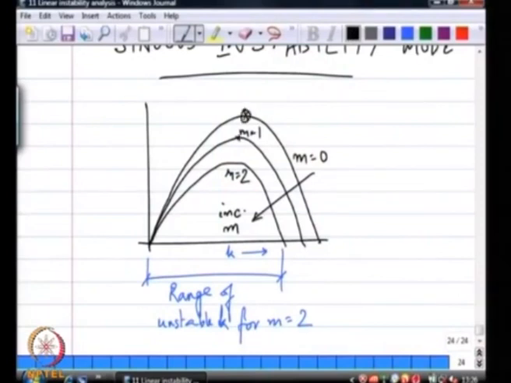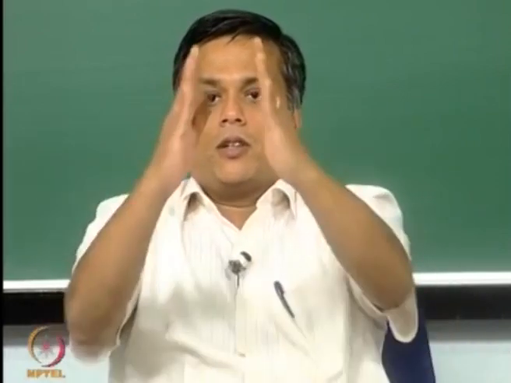Not only that, the actual growth rate of the m equal to 0 mode, which is this part, is the highest of all m greater than 0. That is, if a jet were to break up purely under the action of surface tension, it would only break up in an axisymmetric fashion. So, it would break up in that fashion and give rise to drops.